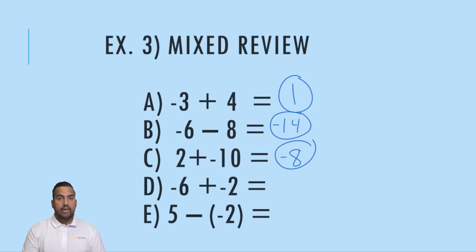D. -6 plus -2. 2 negatives. So what do we do? Add. 6 plus 2 is 8. Since they're both negative, it's going to remain -8.